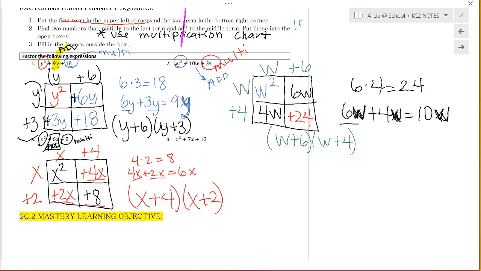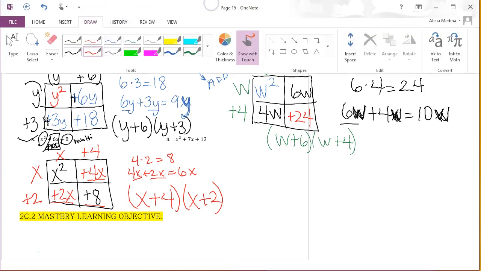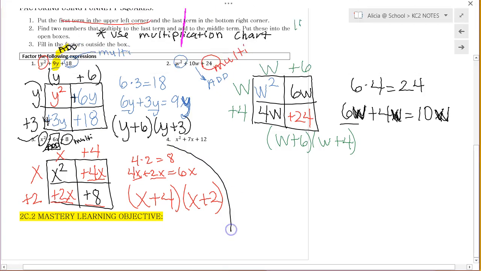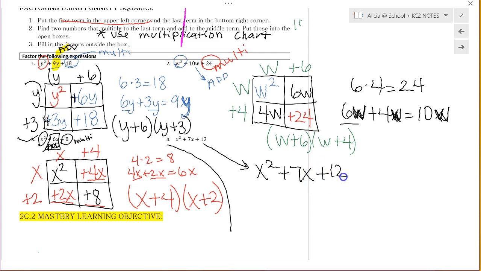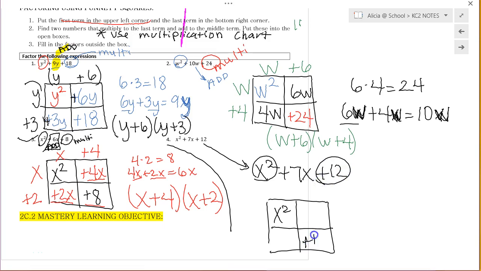Kind of sharing some room here. I'm going to go ahead and draw a line here just so we don't get confused. And I'm going to rewrite this equation just down here so we can see it. So x squared plus 7x plus 12. I'm going to draw my Punnett square box. Right, that first term goes in the top left. That last term goes in the bottom. And that is what I'm going to be multiplying to. So I need two numbers that multiply to 12, but then add to 7x. So numbers that multiply to 12, but add to 7.